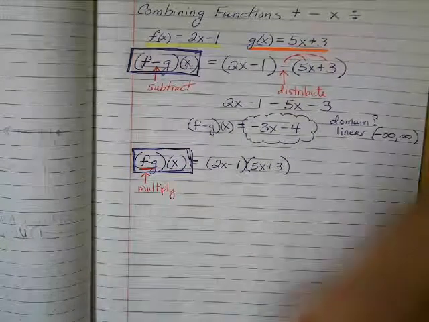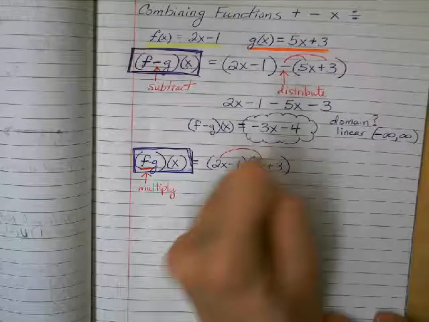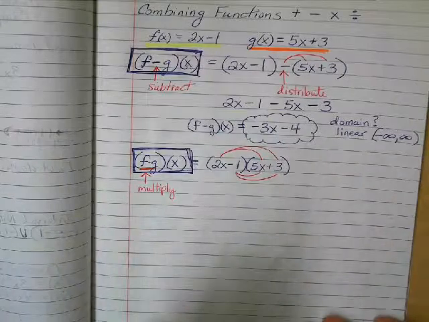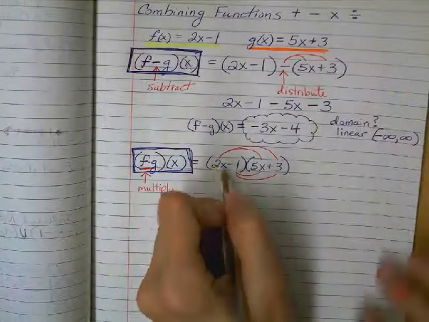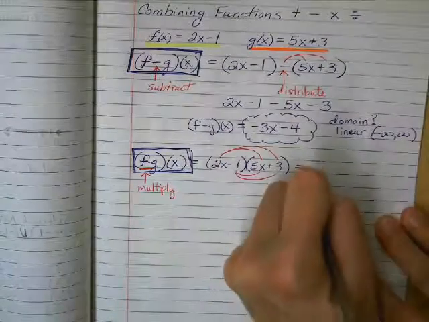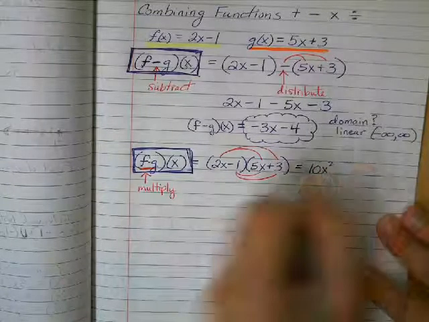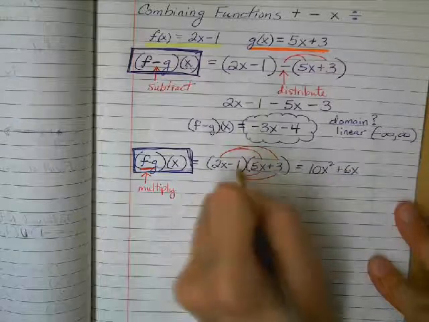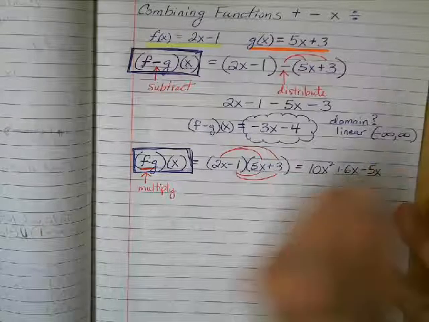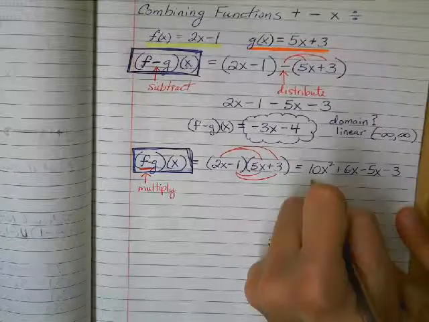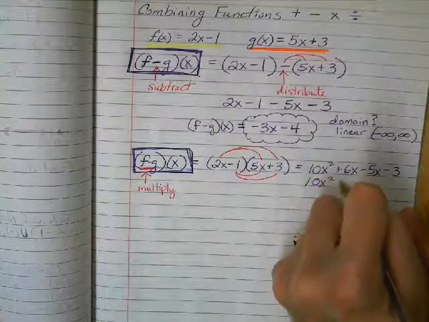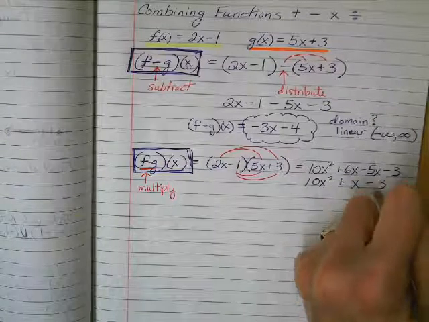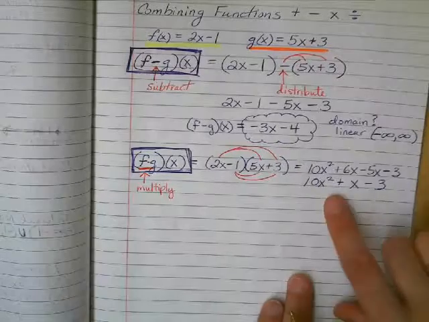Well, we've done this before. You have to distribute all this out. FOIL: first, outside, inside, last. So you're going to have to multiply those out. 2 times 5, that'd be 10x squared. Then you do the outside, you get 6x. Inside, negative 5x. And last, negative 3. So I'd get 10x squared plus 1x minus 3. Okay, so I got my answer.